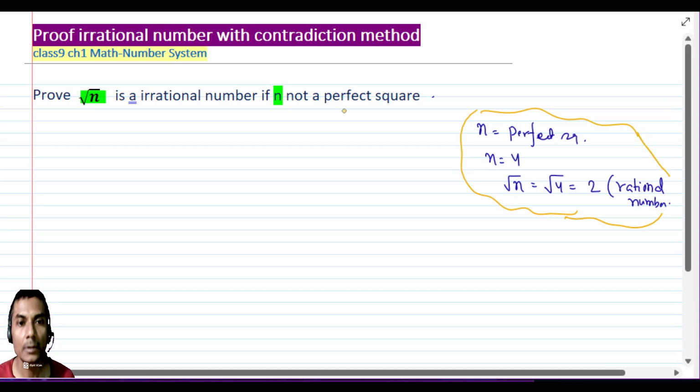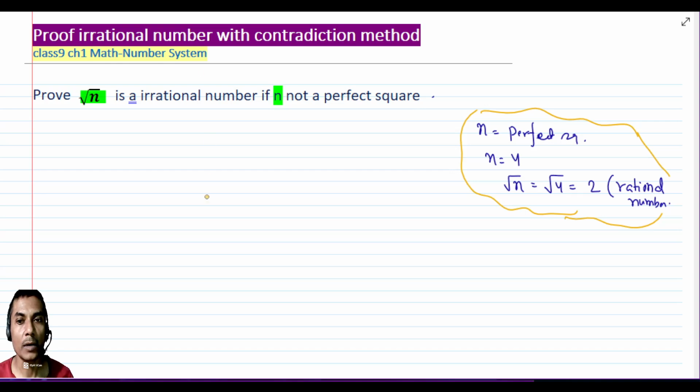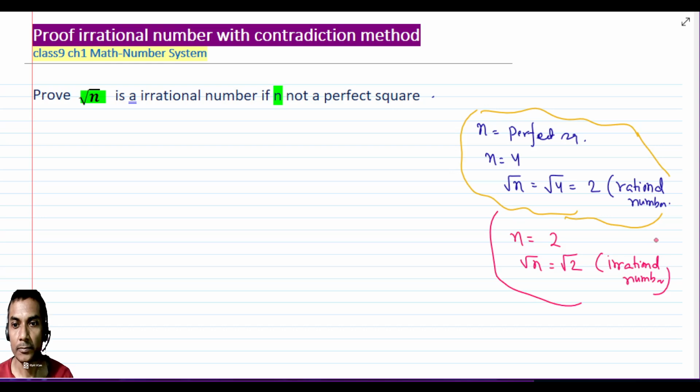Okay, so let's take one example. If I tell you n is equal to 2, then what will happen? Root n is equal to root 2, which is an irrational number. Clear? So how can we prove this statement? So let's check it.